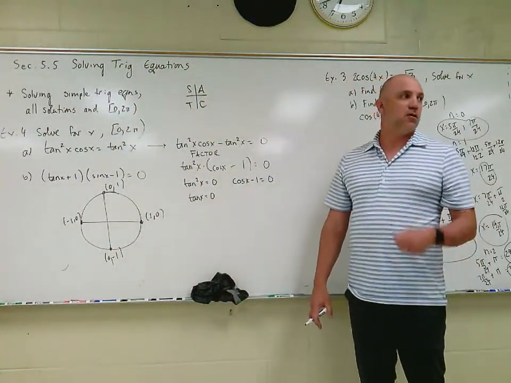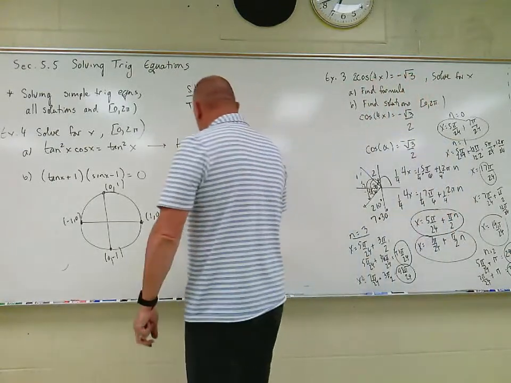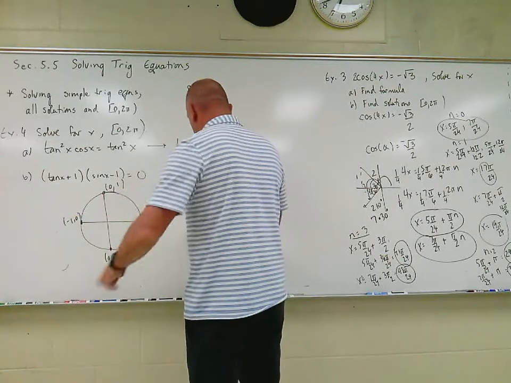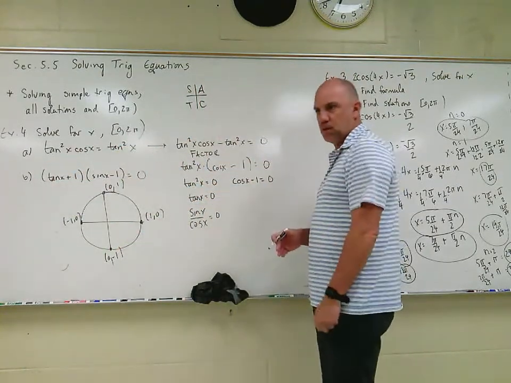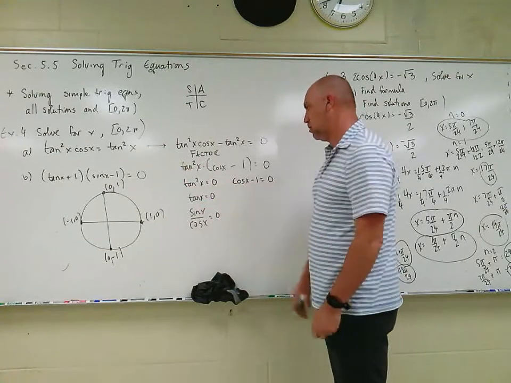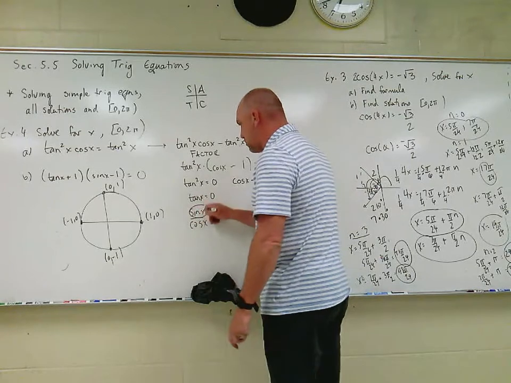Well, I know tangent is what over what? Sine over cosine. I'm not using triangles, I'm using unit circles, because a triangle won't help me since it's 0. So I'm going to make it sine over cosine. Now the only way that we can get the answer 0 is if the top is 0.